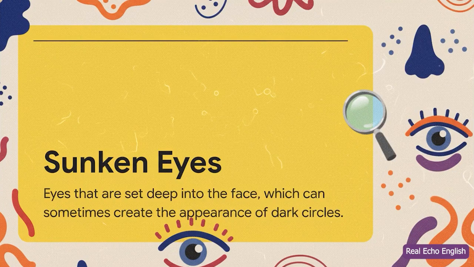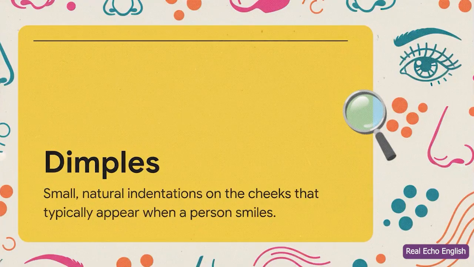This just means the eyes are set deeper into the skull, not right at the surface. A really easy way to remember this is to think of a sunken ship. It's deep down, right? And because of that depth, it can sometimes create shadows underneath, which might look like dark circles. And moving on to the cheeks, we have dimples. You know those charming little dents that just pop up when someone smiles.